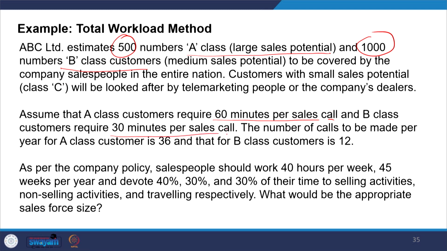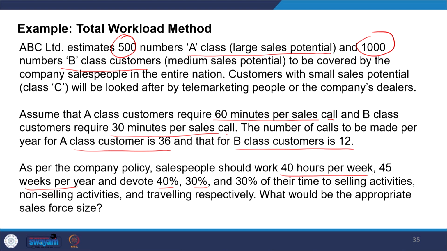As I said, the sales call will obviously be longer for the larger clients, because they negotiate a lot. The number of sales calls to be made per year for an A class customer is 36, so we will have to make 36 calls or visits, and for the B class customers it is 12, right. As per the company policy, salespeople should work 40 hours per week, 45 weeks per year. We have 52 weeks, but 45 weeks we are working, and they devote 40%, 30% and 30% of the time to selling activities, non-selling activities and traveling.